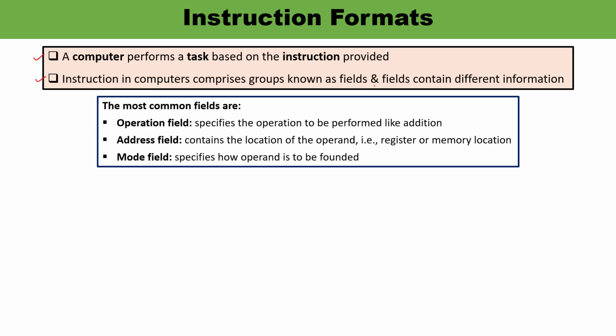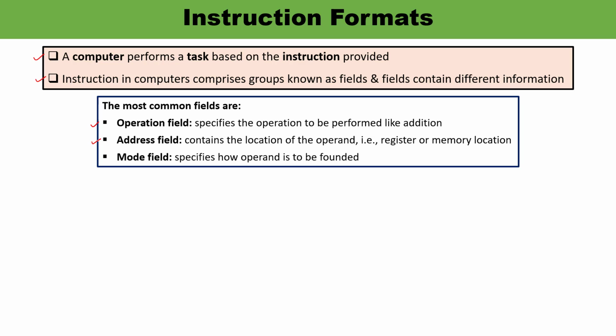Whenever you are writing a program, that is a set of instructions, and whenever you are executing the program, each and every instruction is being executed. In a computer, the bits of the instructions are divided into groups which are known as fields, and the most common fields are the operation field, address field, and mode field. The operation field means the operation code field. It specifies the operation which is to be performed, like addition, subtraction, multiplication, division.